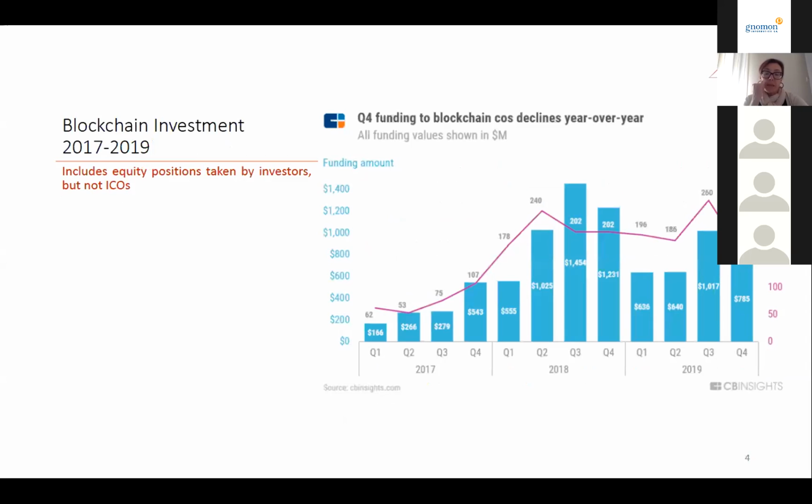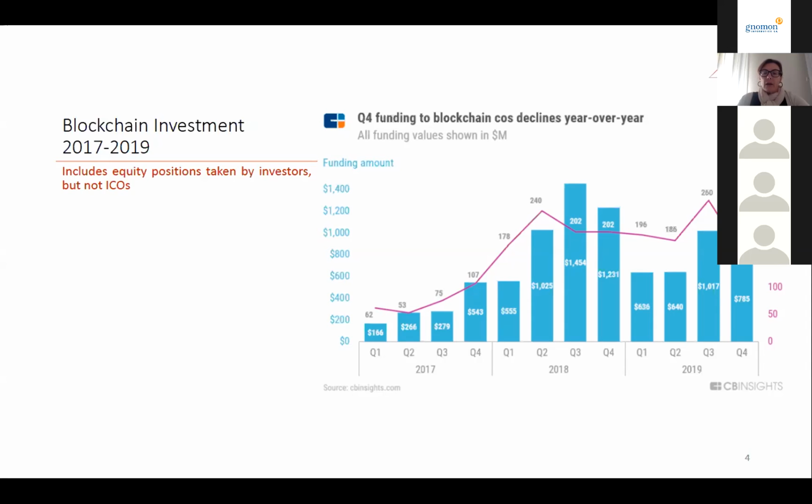The investment landscape in blockchain, and this is blockchain overall, this is not ICOs. We're not talking about initial coin offerings here. This is equity positions that were taken by investors, whether those are VC funds or angel investors or corporations, accelerators, incubators, whoever.